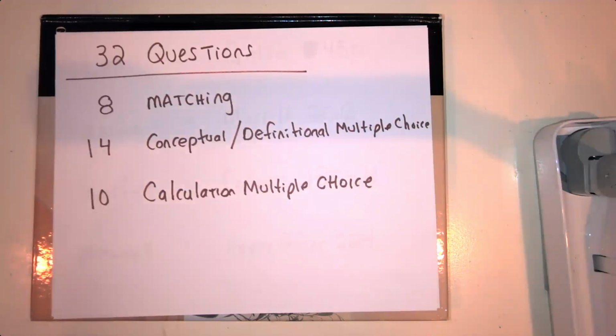There are 14 conceptual or definitional type multiple choice questions. And then there are 10 calculation multiple choice questions. We've already said tonight, one of those 10 would be an interest calculation. Here's a loan, here's the information, what's the amount of interest expense in whatever year is asked for.